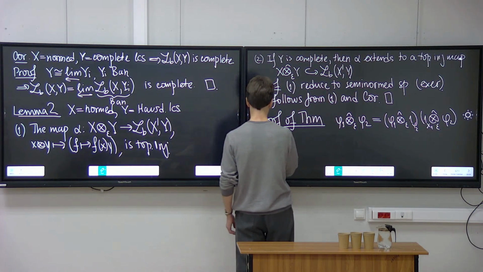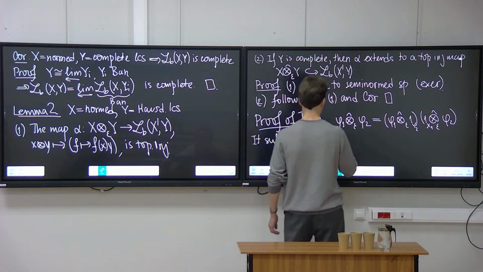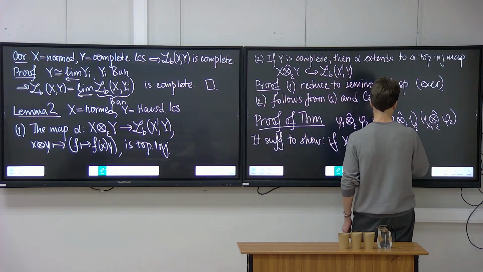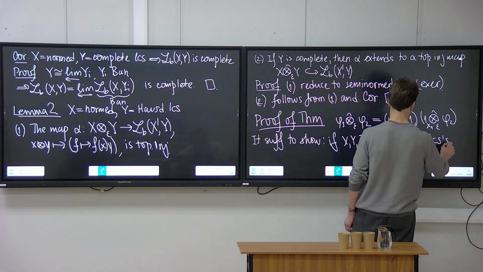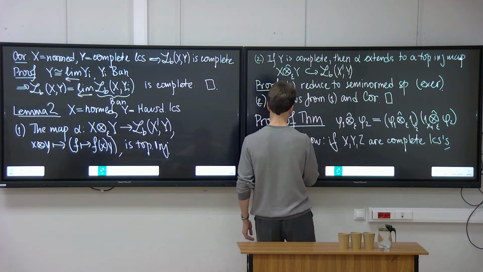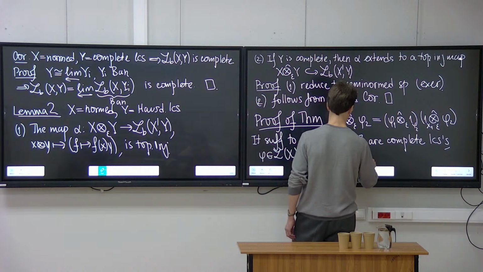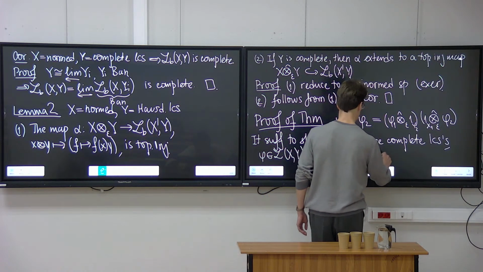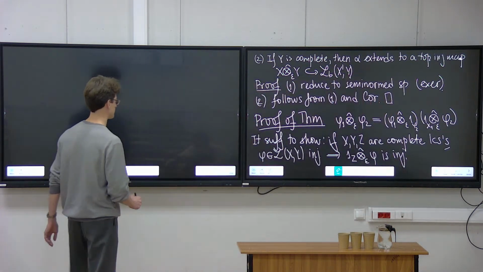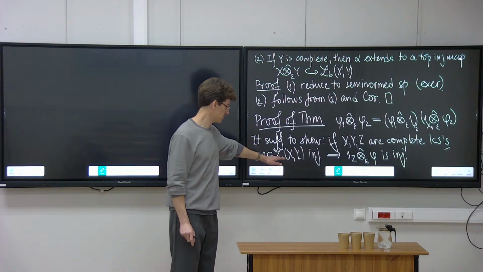So it now suffices to show that if x, y, and z are complete locally convex spaces, and phi is an injective continuous linear map from x to y, then the injective tensor product of the identity map of z and phi is also injective. Okay, to prove this result, let's first assume that z is a Banach space.